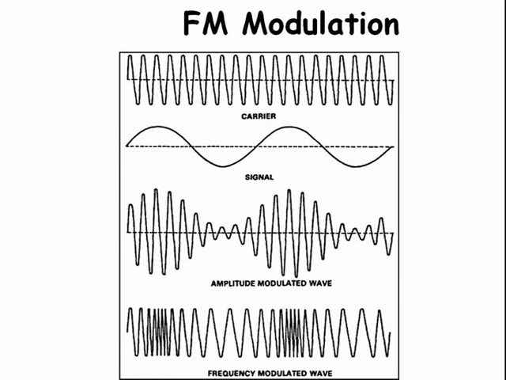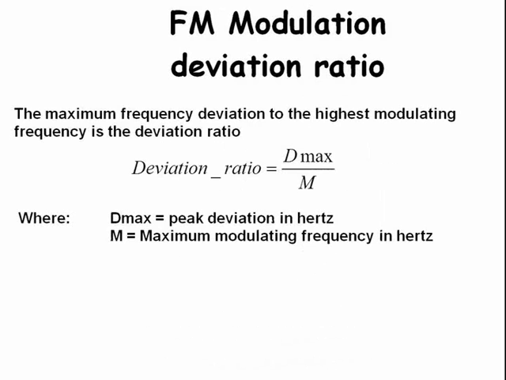With frequency modulation, the unmodulated carrier you see at the top of the screen is modulated by a lower frequency signal, such as coming from a microphone, to produce the waveform that you see at the bottom. With frequency modulation, the deviation ratio is equal to the peak deviation in hertz divided by the maximum modulating frequency in hertz.